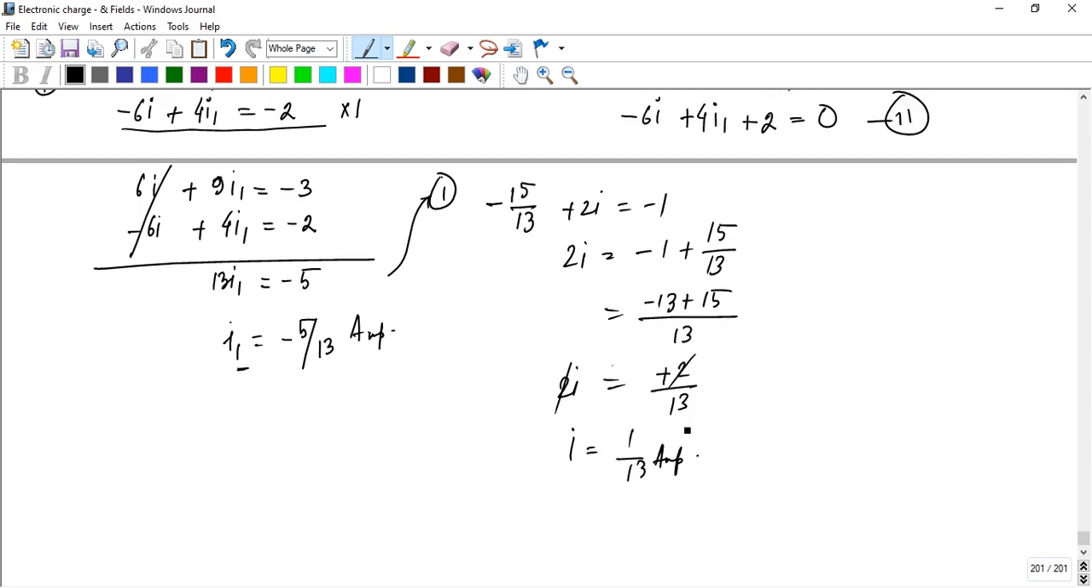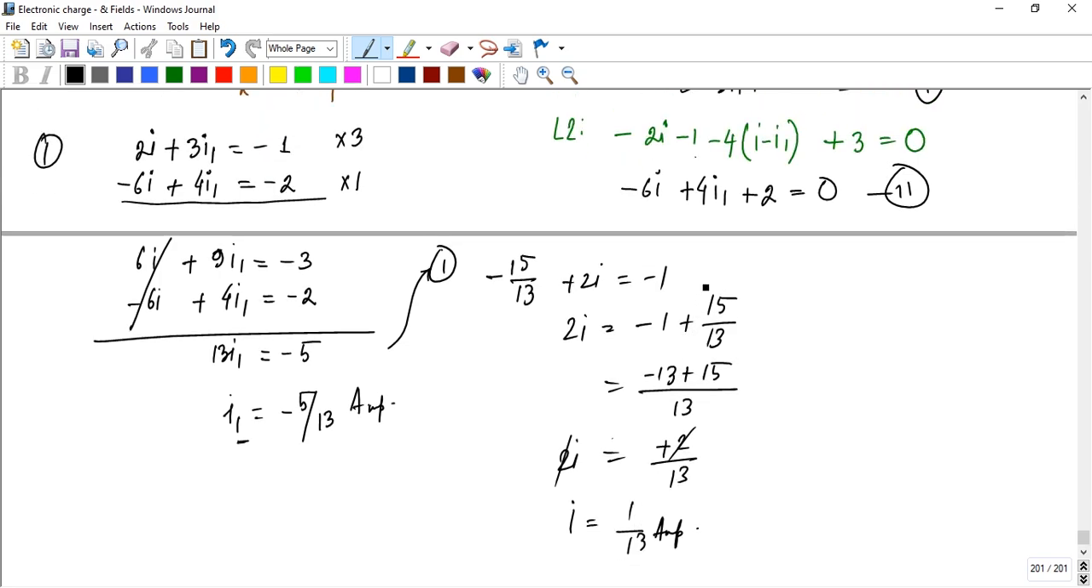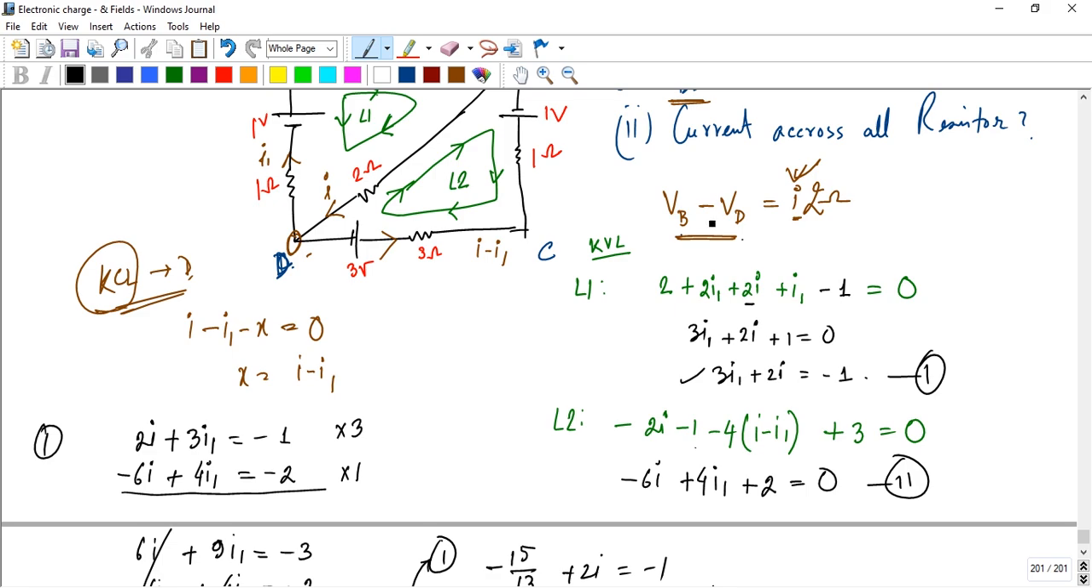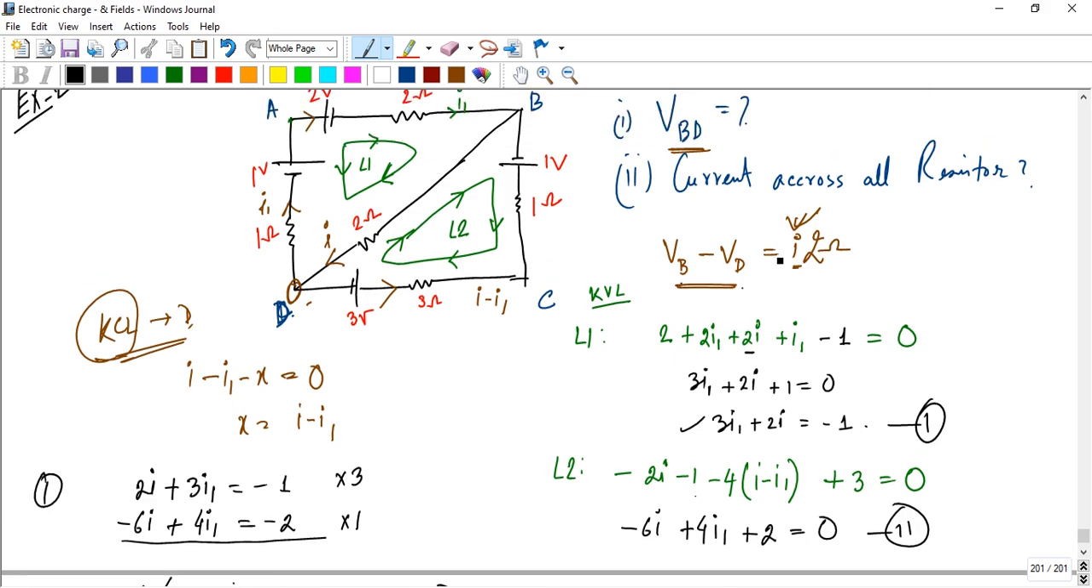So we get the I value here, and put it in that equation. VB minus VD: when you put I here, we get the potential drop across the BD terminals. That is 1 upon 13 times 2, that is 2 by 13 volt. That's the first answer we get.